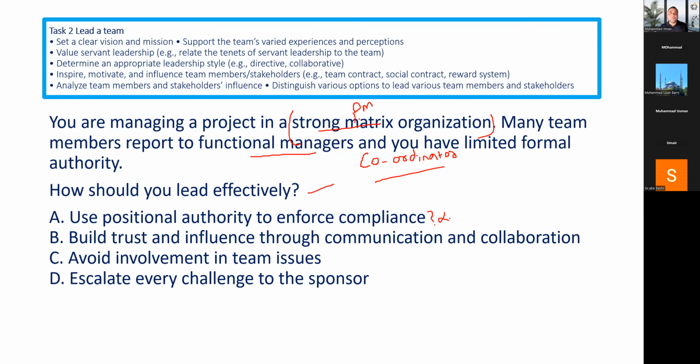Let's go. Avoid will never be the correct answer. Escalate to the sponsor: we have decided we are not going to escalate any internal thing to the sponsor until and unless everything is exhausted. So exactly, the correct answer is B.